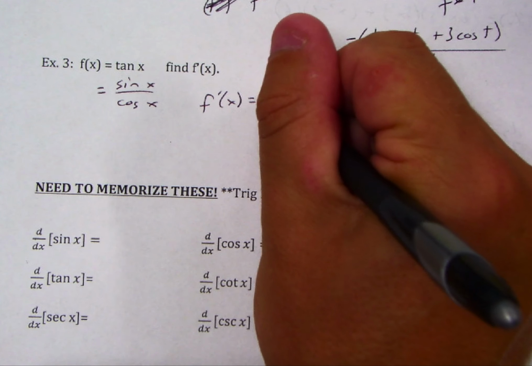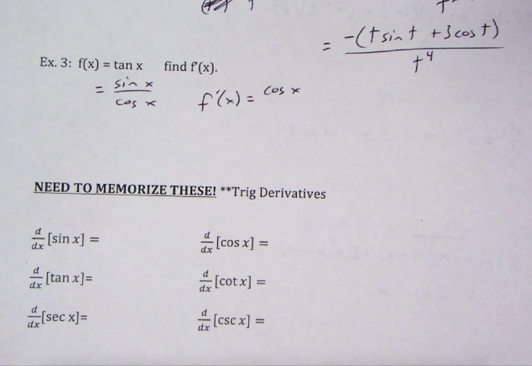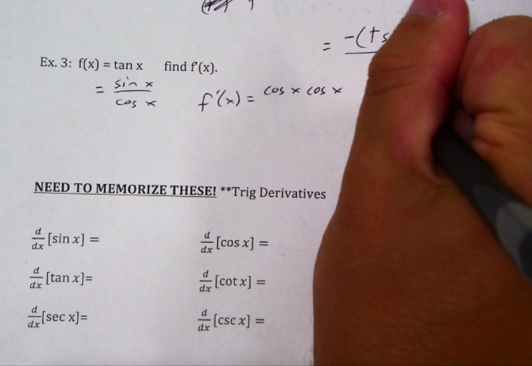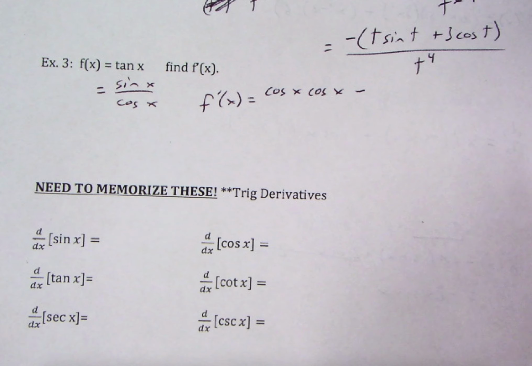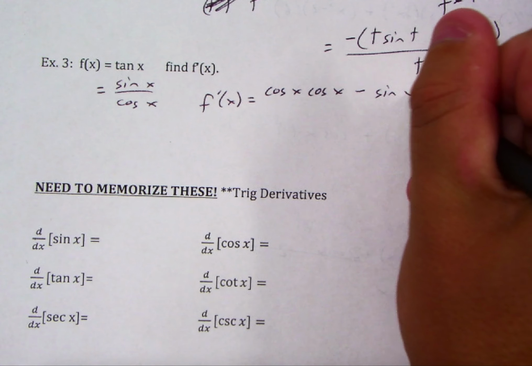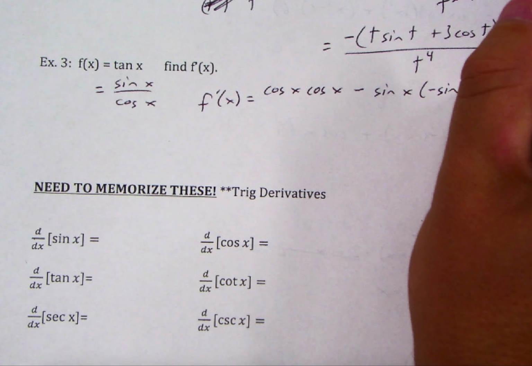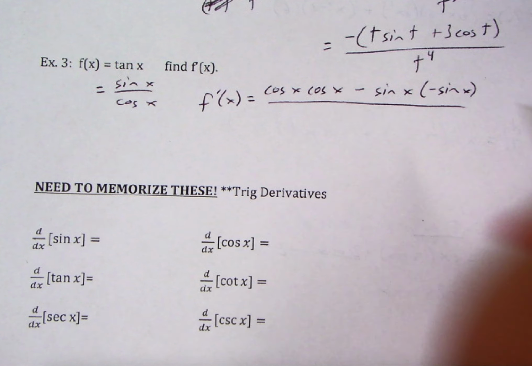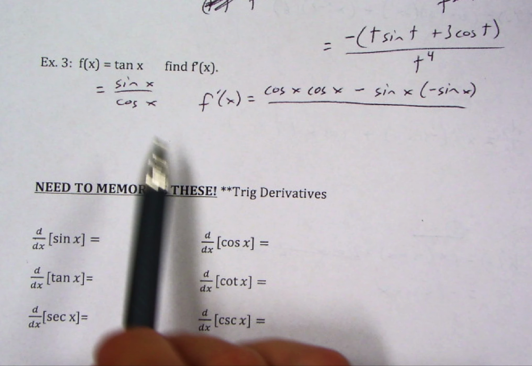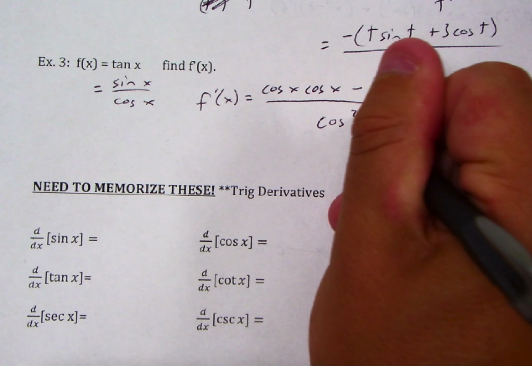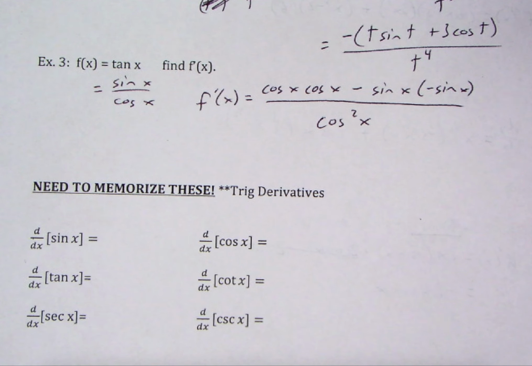So it's going to be low, d high, so the derivative of sine is cosine, minus high, d low, over low, low. And remember, when you square a trig function, it looks like this. Right there.